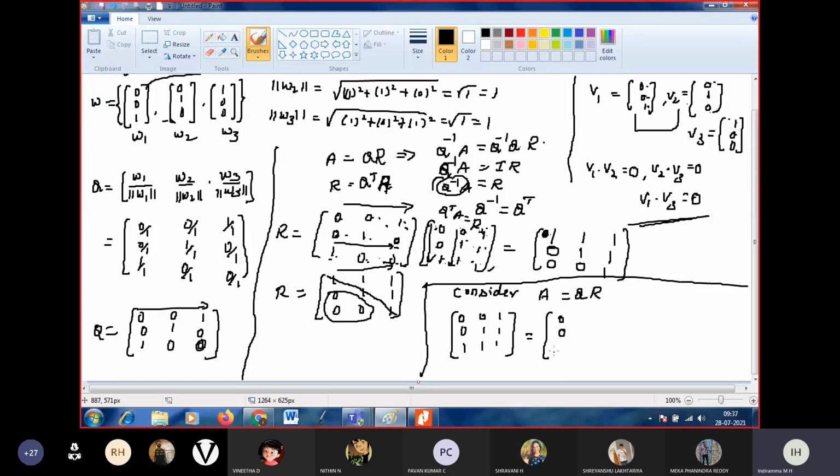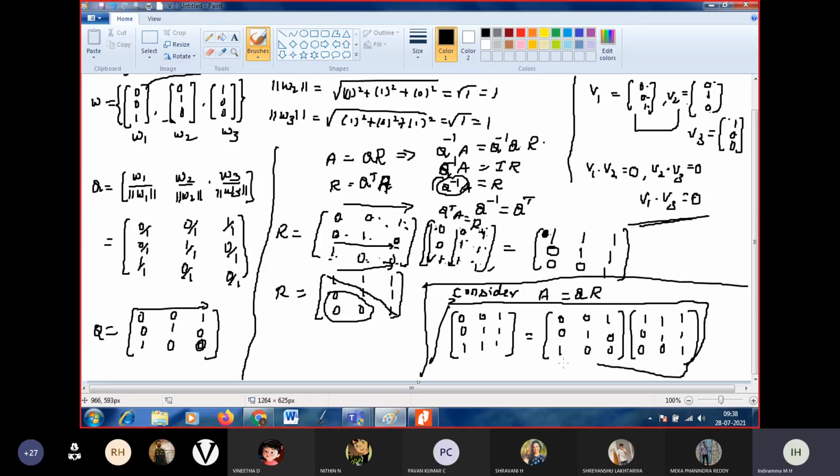Q is 0, 0, 1, 0, 1, 0, 1, 0, 0, into R, which is 1, 0, 0, 1, 1, 0, 0, 1, 1. So this is the final step. We can write A as a product of two matrices. If you multiply these two matrices, you will get back to this one.